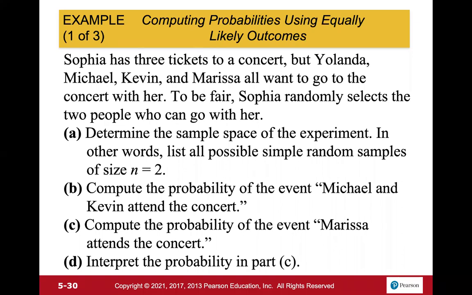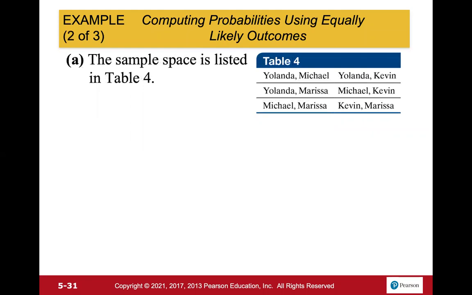All right, starting off with the sample space. Let's see, do we have enough room? Actually, yeah, we have room. All right, so for right now, we are going to ignore this. Much better. So let's ignore this and think of the sample space. So the sample space were all the friends, which were Yolanda, Michael, Marissa, and Kevin.